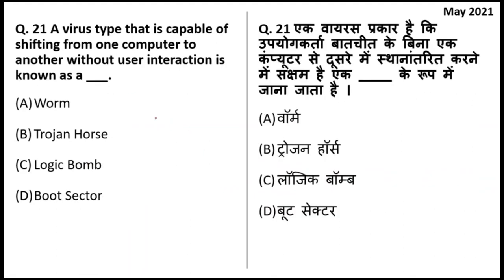Next question. A virus type that is capable of shifting from one computer to another without user interaction is known as a worm. Here, by chance, if the option had been virus, you would not have selected virus because a virus requires human activation. If there is a software or a file, you have to open it, only then the virus will come. But worms are a kind of malware that do not require human interaction. Without interaction also, it has the power to go from one computer to the other, infecting all the computers.